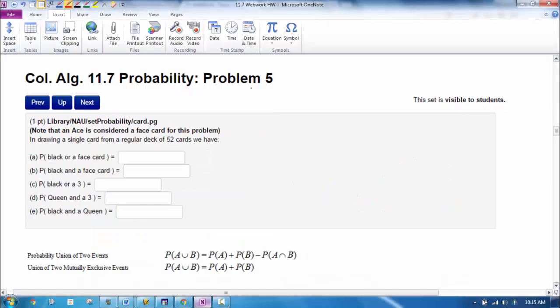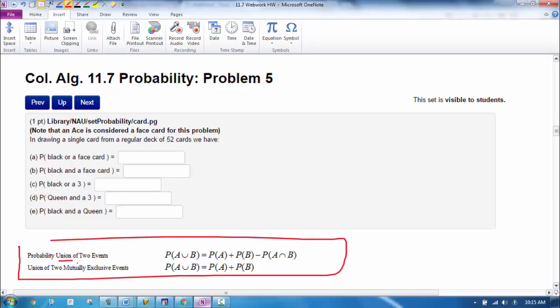Okay, the next problem is problem 5. It says we want to find the probability that we have a black or a face card from a deck of 52. Here's what I've put on the formula sheet for the union, which is "or," of 2 events. If they're not mutually exclusive, so if there's some overlap between the 2 events, like in this case black and a face card, the overlap is that there are black face cards. You have to subtract that out because you're adding that twice when you add these circles. So that's why when they're not mutually exclusive, you do have to subtract that out.